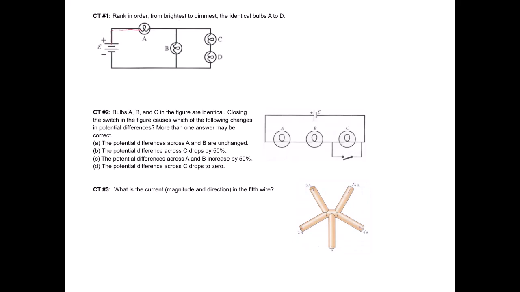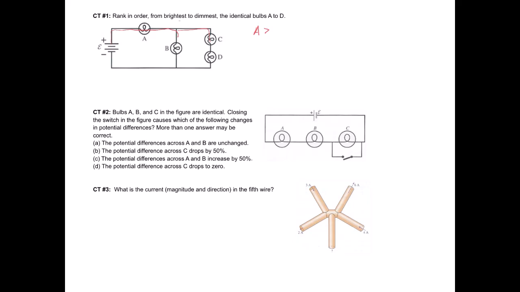All right, now the first thing to think about is, well, as the current comes out of the battery, all of the current is going to go through light bulb 1, and then it's going to split and go through C, D, and B. Now, all of the current must go through A. If all of the current is going through A, it has the largest current. If it has the largest current, then that means it's going to be the brightest. Okay, so A will be the brightest.